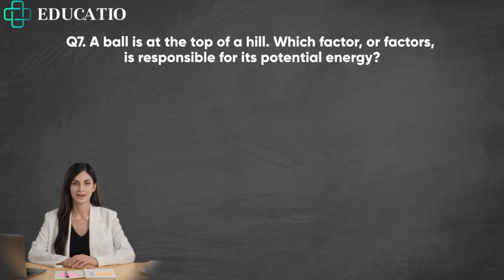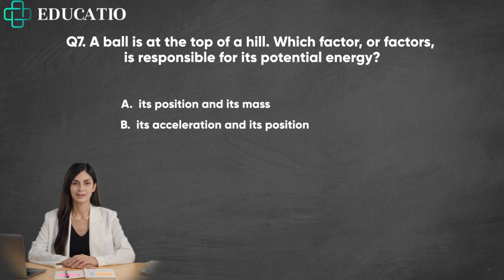Question 7. A ball is at the top of a hill. Which factor, or factors, is responsible for its potential energy? A. Its position and its mass. B. Its acceleration and its position. C. Its mass. D. Its circular shape.